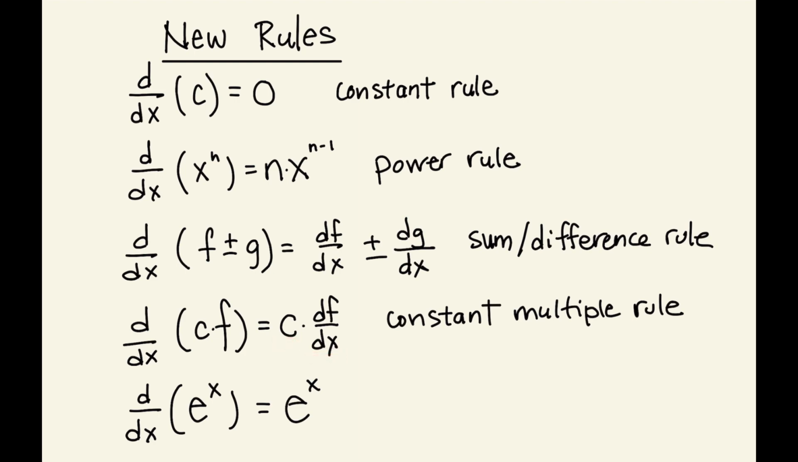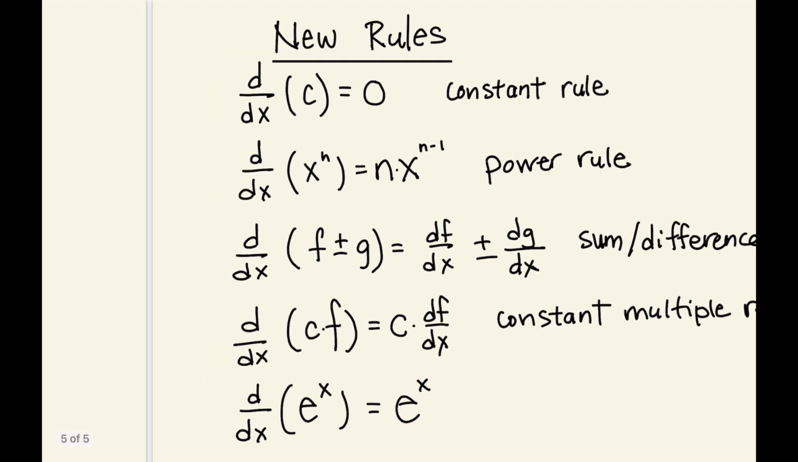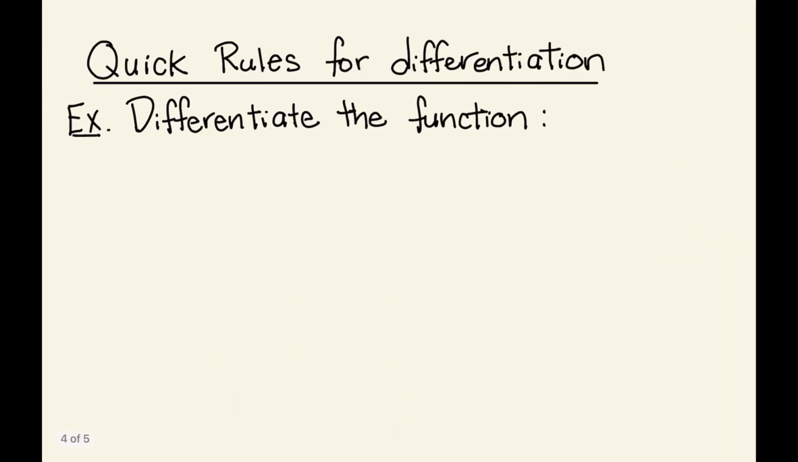And finally, we have the exponential rule, which tells us that the derivative of the exponential function with base e is equal to itself. So let's do some examples. Differentiate the function.